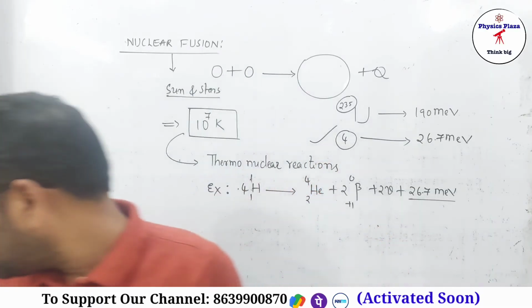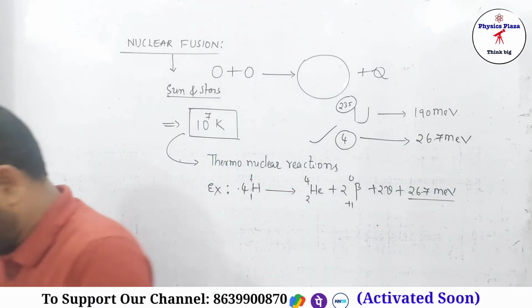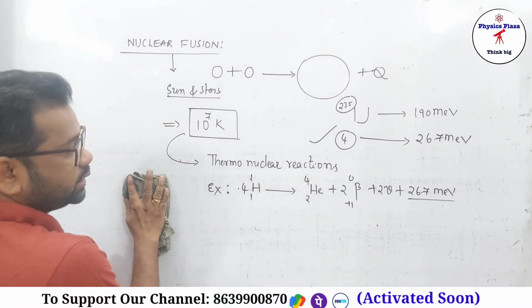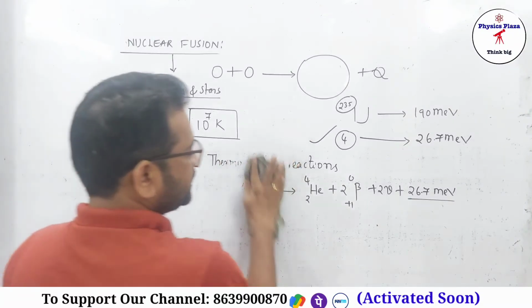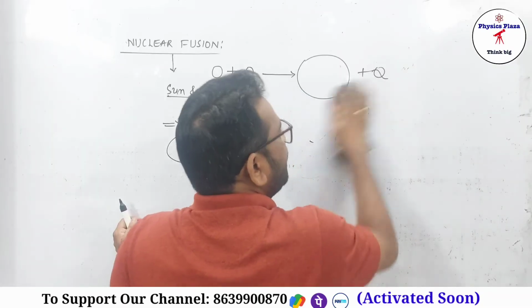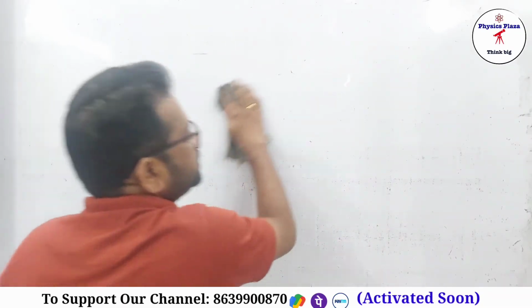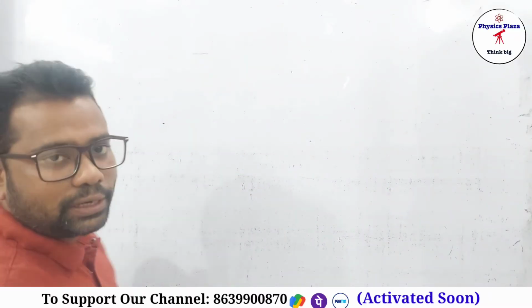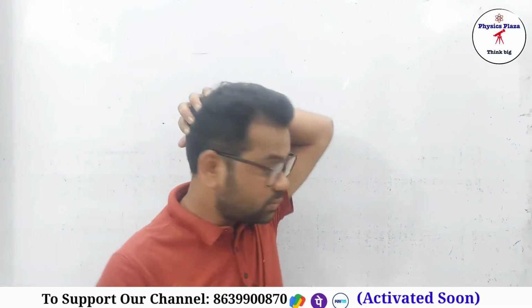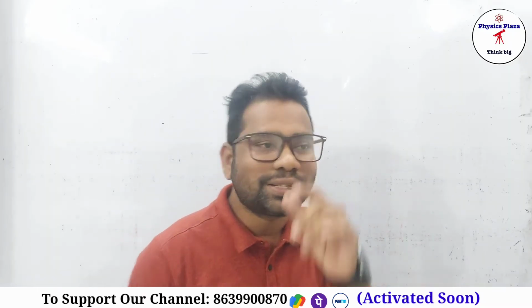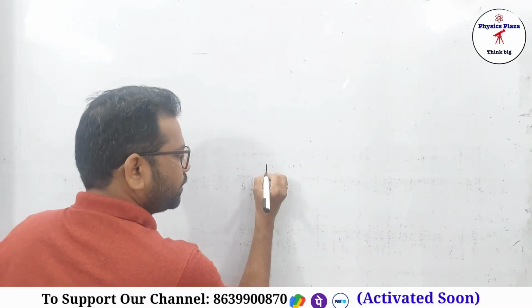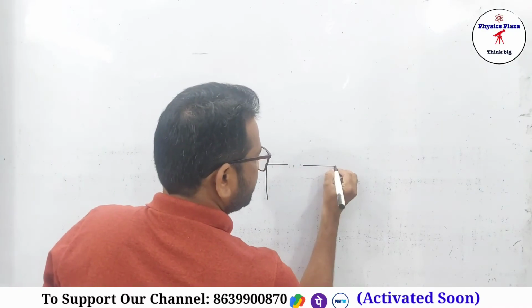Achha children, one important point I forgot. I think some students are thinking, sir, you discussed about alpha, beta, gamma, but you did not discuss what will happen when alpha, beta, gamma pass through an electric field. Yes, children, I forgot. Let us discuss that.